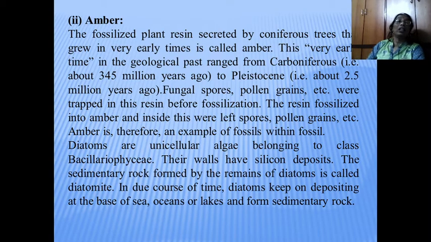Diatoms are unicellular algae belonging to class Bacillariophyceae. Their walls have silicon deposits. The sedimentary rock formed by the remains of diatoms is called diatomite. In due course of time, diatoms keep depositing at the base of seas, oceans or lakes and form sedimentary rock.